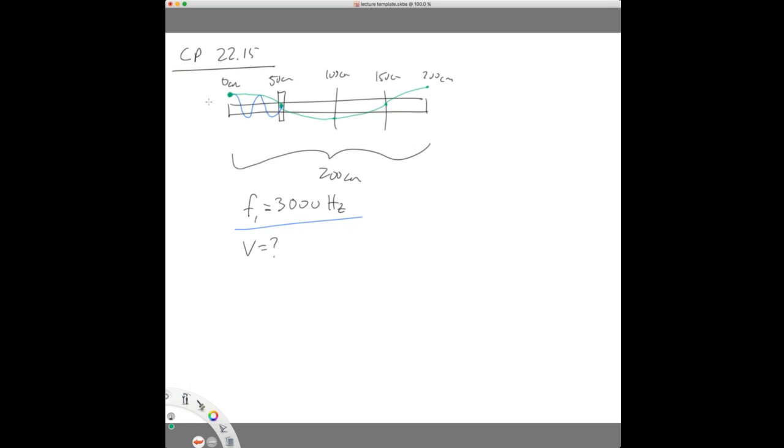So what's the wavelength of this thing? The wavelength is the distance from one peak to the next peak, or twice the distance between the nodes. So the wavelength, lambda, is just 200 centimeters. So we want to know the velocity. That's going to be frequency times wavelength. That's 3,000 per second times 2 meters. I'm just going to write that in meters. And that's 6,000 meters per second.